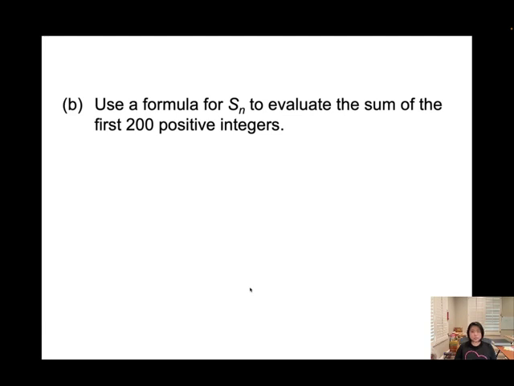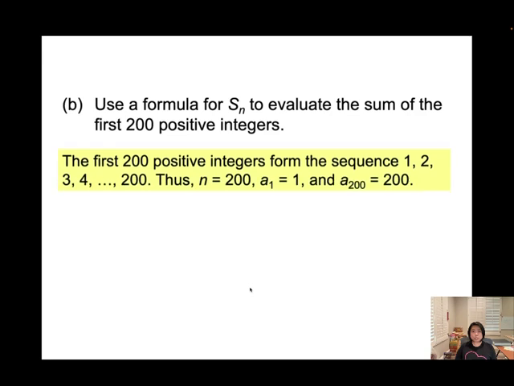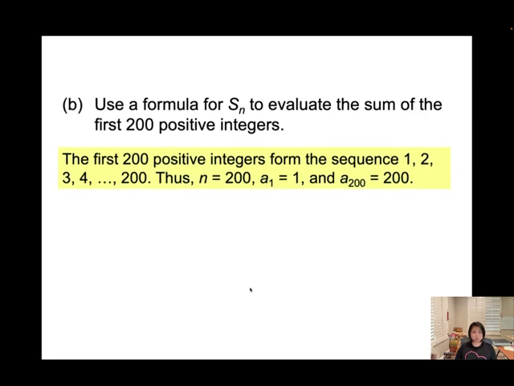Okay, B. Use a formula of Sn to evaluate the sum of the first 200 positive integers. So the first 200 positive integers will be the sequence 1, 2, 3, 4 until 200. So 1, that will be your first term. And then an will be 200, and n equal to 200 also. So you could use this formula.